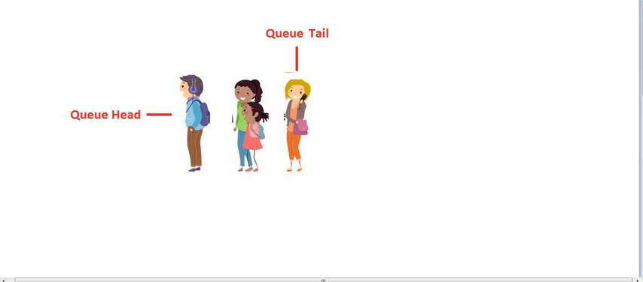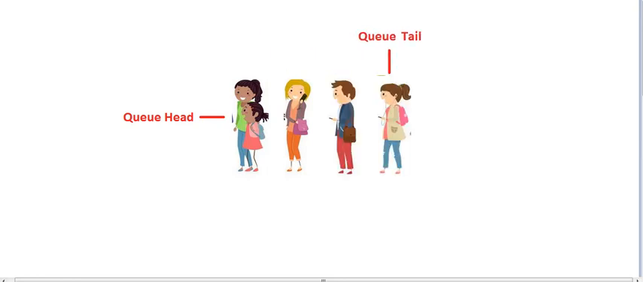So what happens if a person is to leave the queue? Just like in the real world, the person standing at the front of the queue is the first to leave. So the person at the front of the queue leaves, and now we have a new person at the head of the queue. So every new person joins at the end of the queue, and the person to leave is always the person at the front of the queue. So the head and the tail of the queue keep changing.